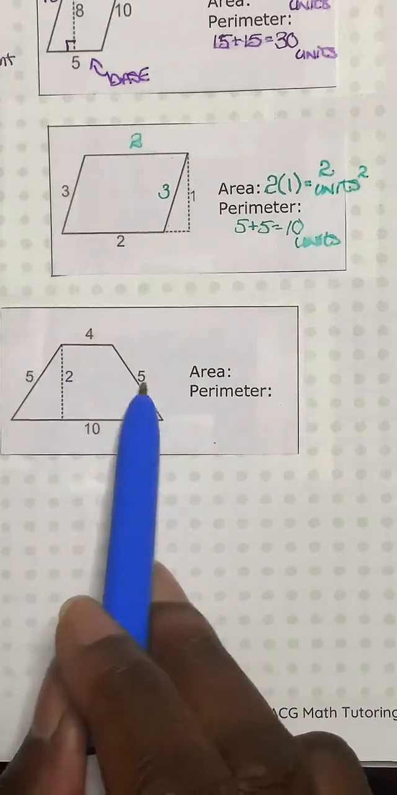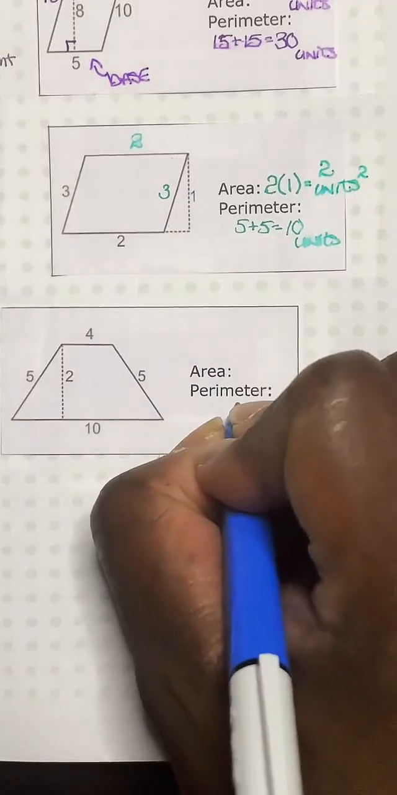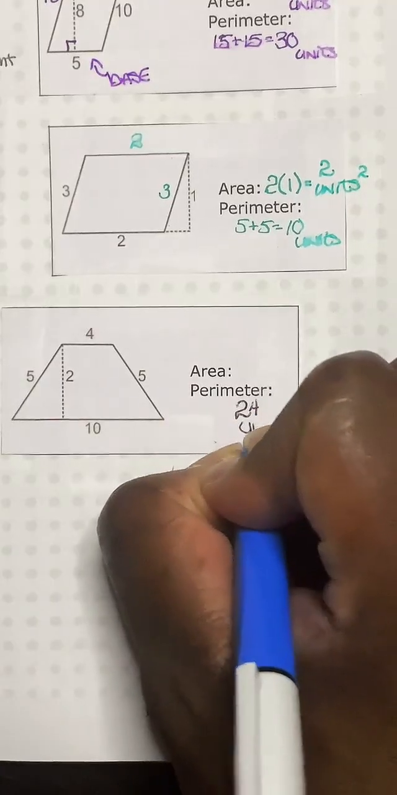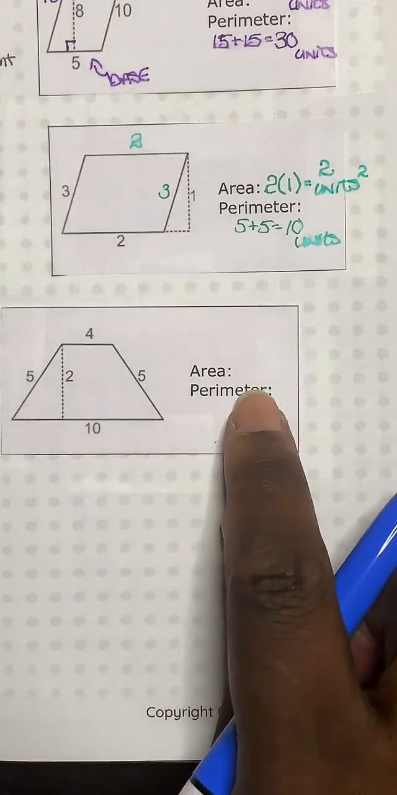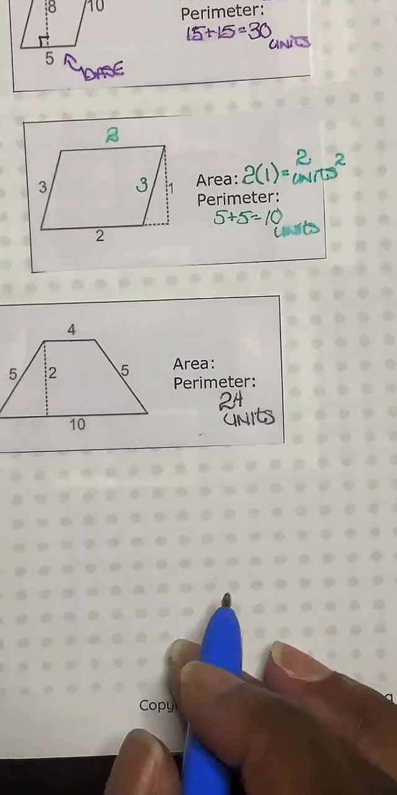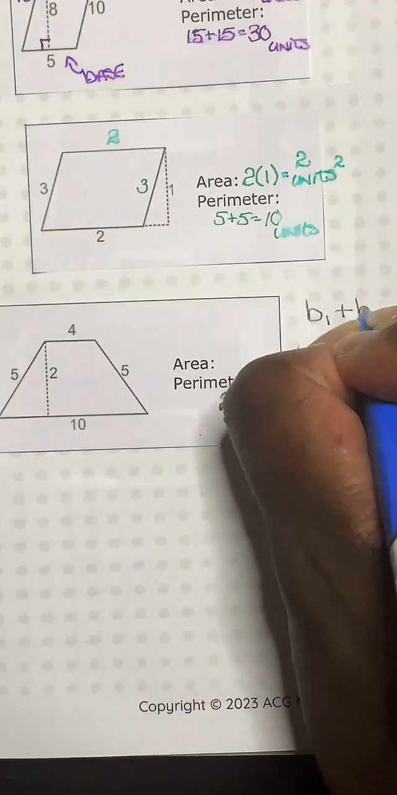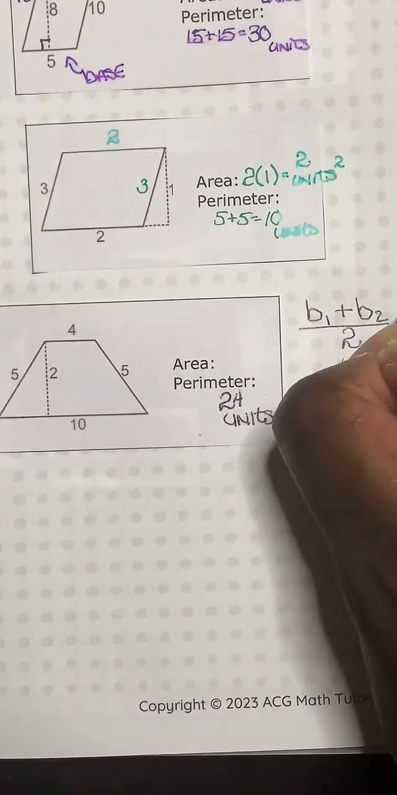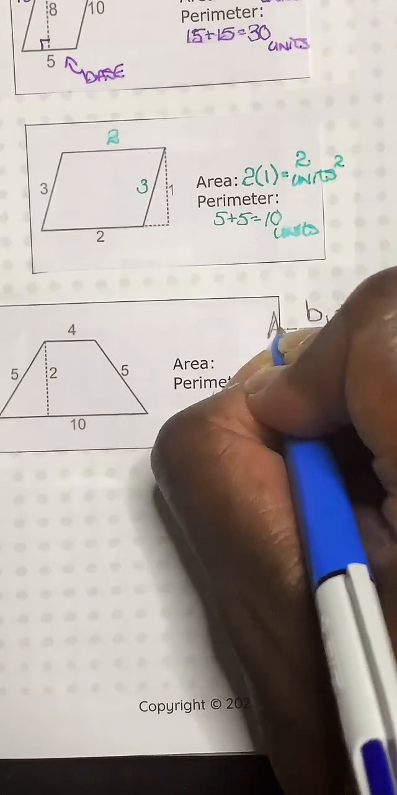So, we have 5 plus 5 gives me 10, plus 10 gives me 20, plus 5 gives me 24. So this will be 24 units because it's the perimeter. It's just the sides. But the area, this is where I'm going to take it over here. We have our bases. So remember, it's your base 1 plus your base 2 divided by 2 times your height. That's how you're going to find area.